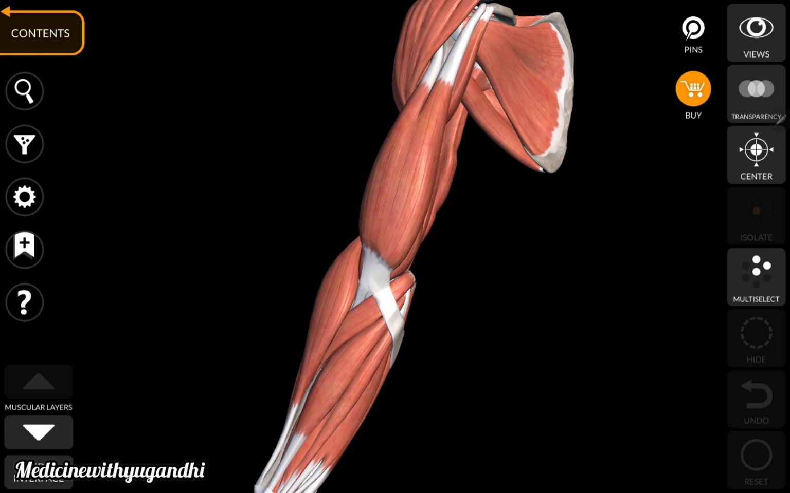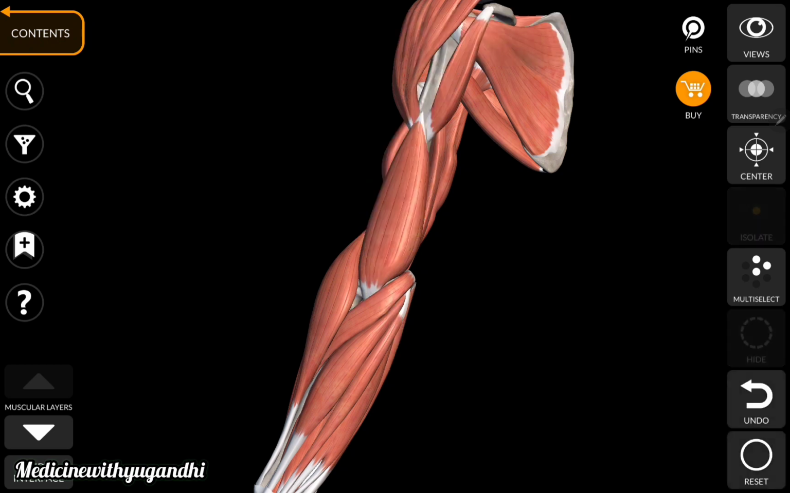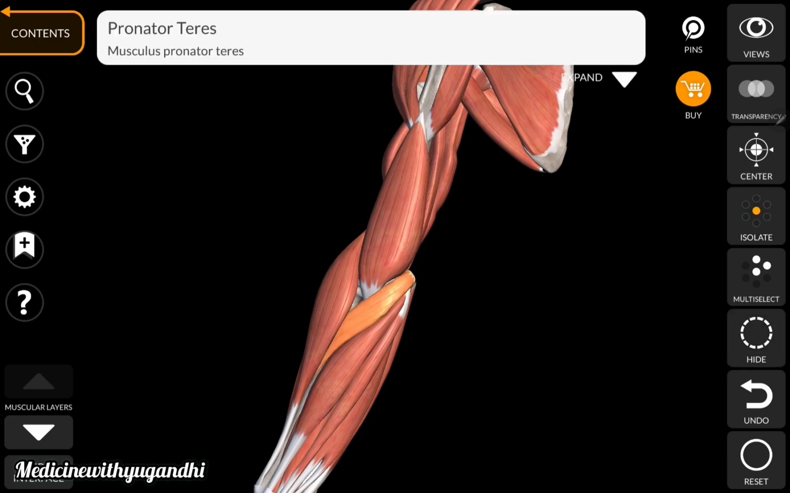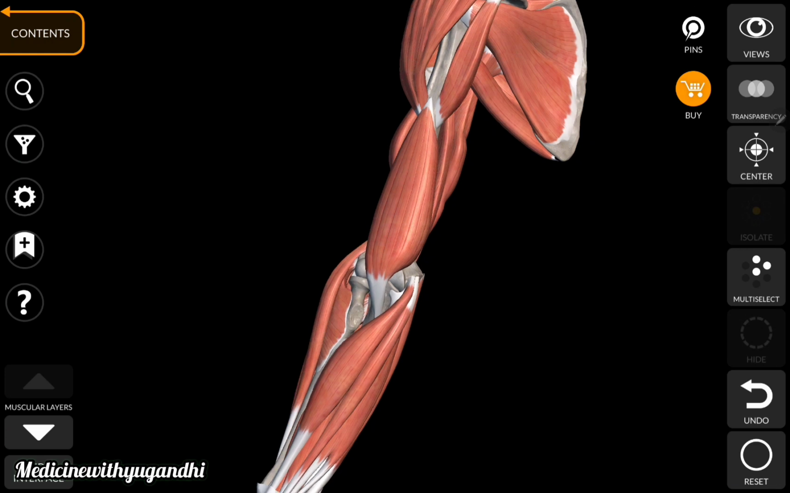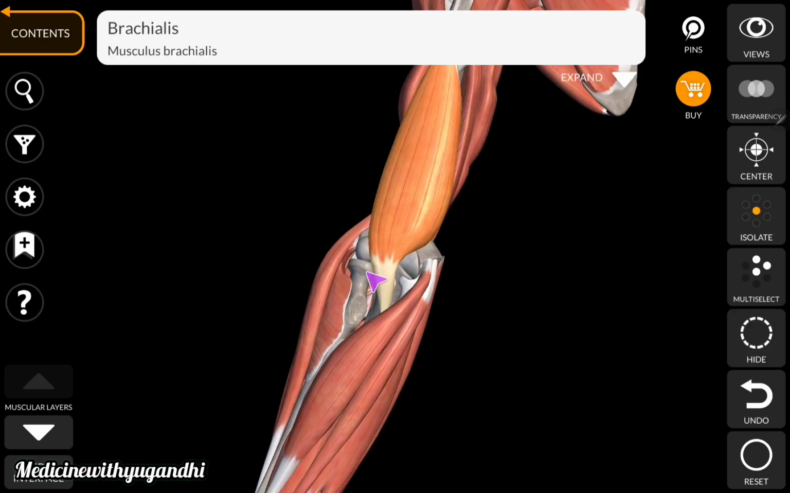In order to have a clear-cut view of the floor of the cubital fossa, I am removing some structures. So I am removing the biceps brachii and the pronator teres and also the brachioradialis muscle. Here you could see the brachialis muscle, and here you can see the supinator. So the supinator muscle, particularly covering the upper portion of the radius, contributes to the floor of the cubital fossa.